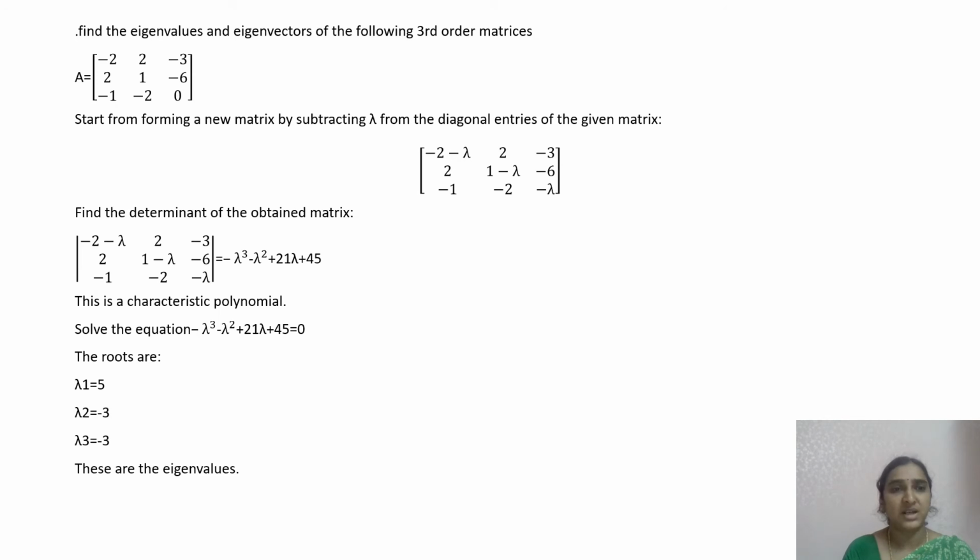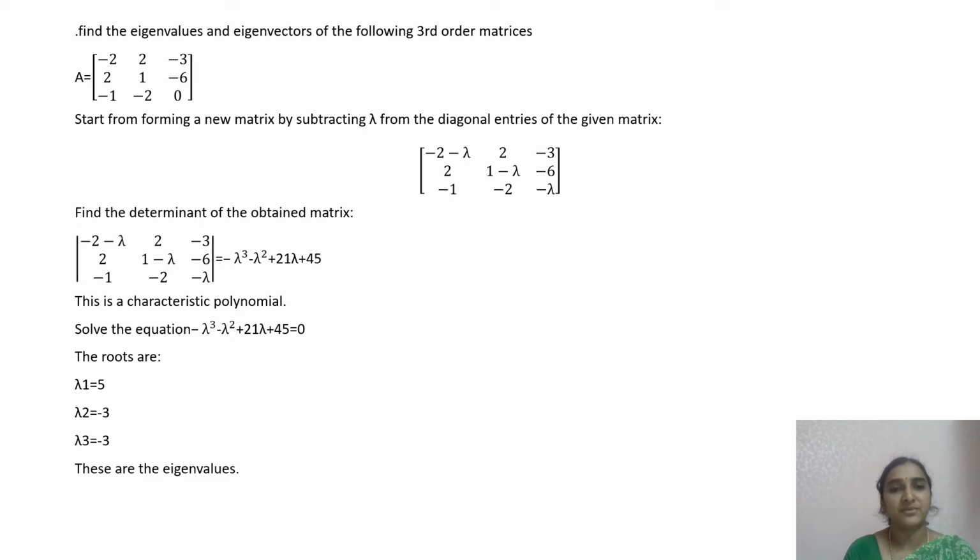Now let us find eigenvalues and eigenvectors for a third order matrix. A is equal to [-2, 2, -3; 2, 1, -6; -1, -2, 0]. Start by forming a new matrix by subtracting lambda from the diagonal entries of the given matrix: [-2 - lambda, 2, -3; 2, 1 - lambda, -6; -1, -2, -lambda].